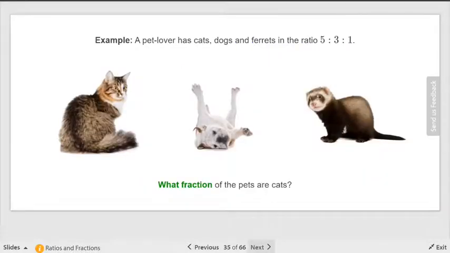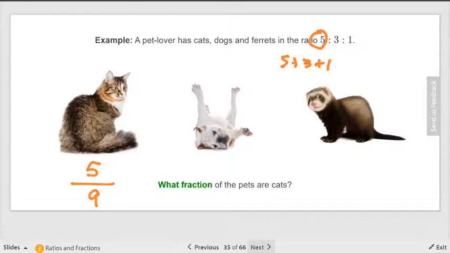All right. So, a pet lover has cats, dogs, and ferrets in a ratio of 5, 3, and 1. What fraction of the pets are cats? Okay? So, cats is which number? 5. The first number. So we know there are 5 cats. Might as well write it under the cat. Out of how many animals? 9. Yeah, 5 plus 3 plus 1, which is 9. So 5 out of the 9 cats, 5/9 of the pets, are cats.